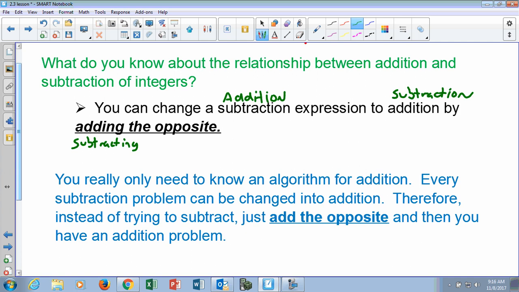Now, there's a little bit in this blue here. It says you really need to know an algorithm for addition. Every subtraction problem can be changed to addition. Therefore, instead of trying to subtract, just add the opposite. Okay?